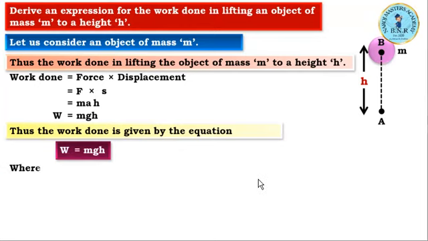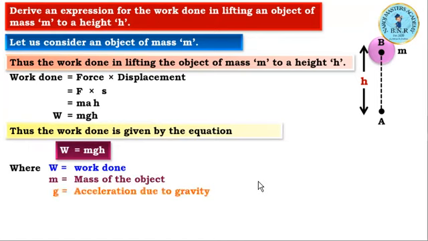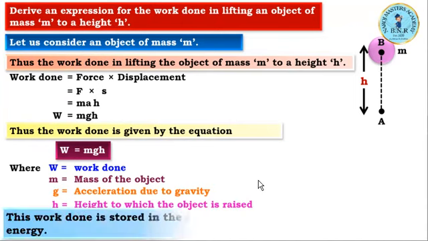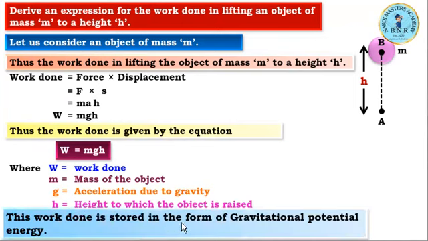Always remember, where W is work done, m is mass of the object, g is acceleration due to gravity, and h is height to which the object is raised. This work done is stored in the form of gravitational potential energy. So we call it potential energy. Solve the problem based on it.